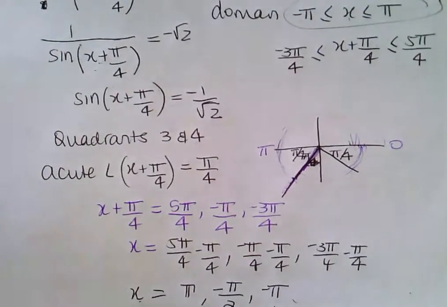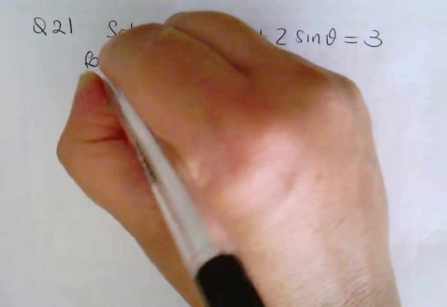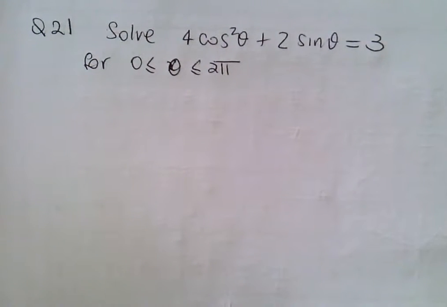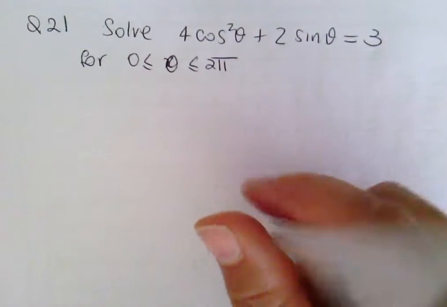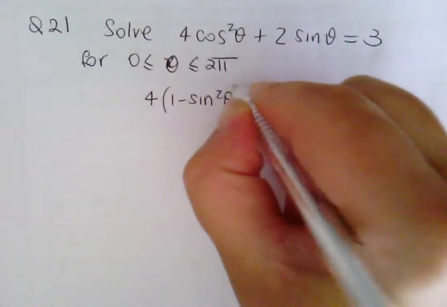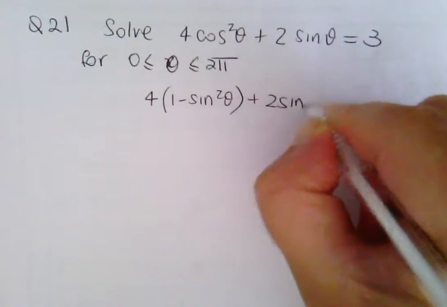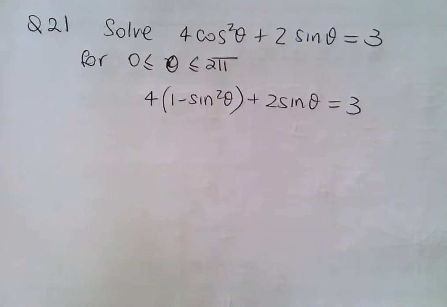Last question here. Solve 4 cos squared theta plus 2 sine theta equals 3 for the domain 0 through to 2 pi. What are we going to do? Remember, not double angle results. It's still 2-unit work. It's giving you a hint. Replace cos squared theta with 1 minus sine squared theta. All right. What are you going to do? See, when you're solving equations, what are you going to do now?